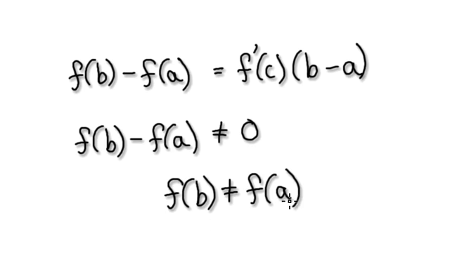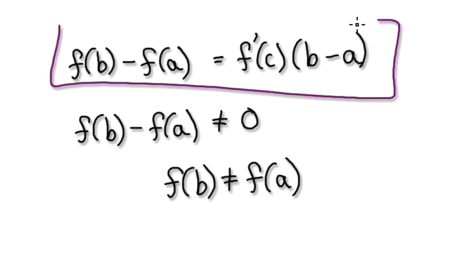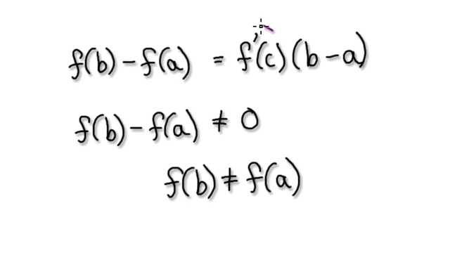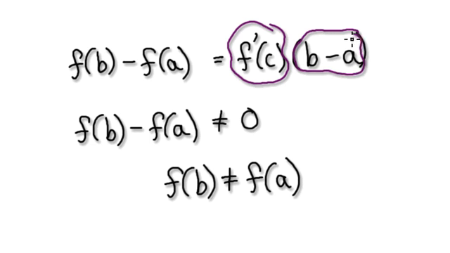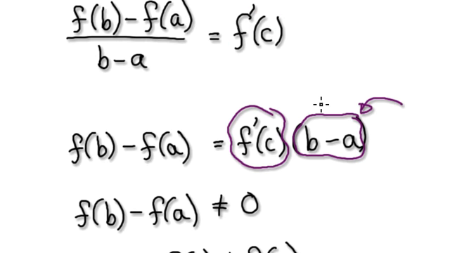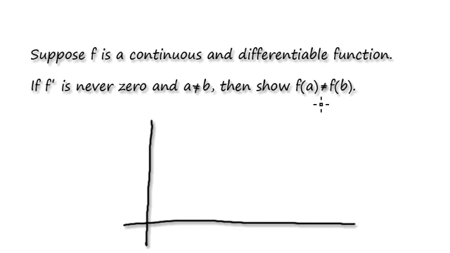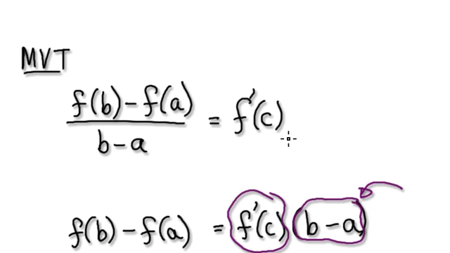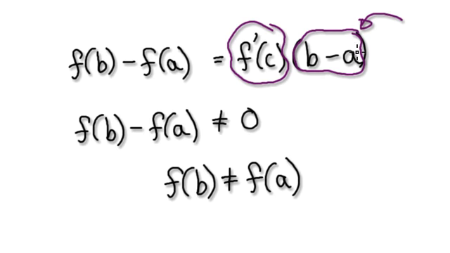Now looking at this, you've got one bubble multiplying with this bubble here. But if you look at this, b minus a can never be zero, because a can never be equal to b. That implies that b minus a can never be zero. So this bubble here can never be zero.